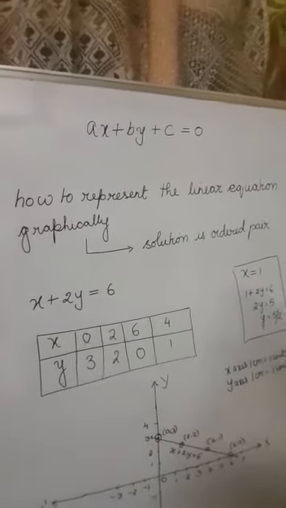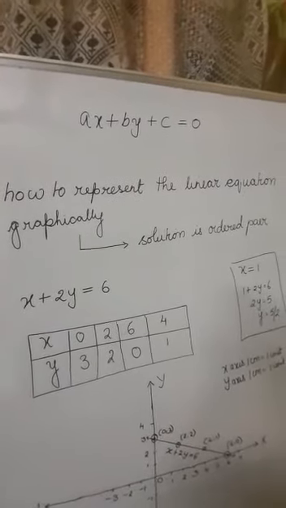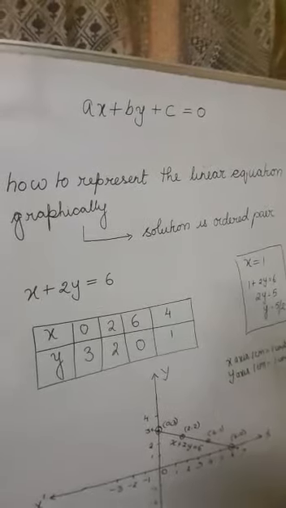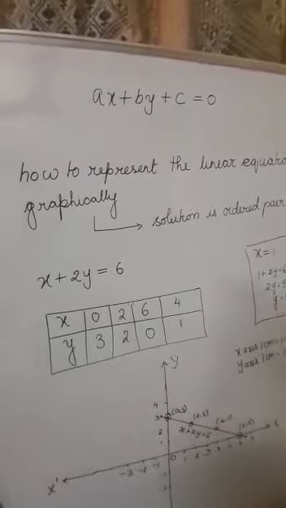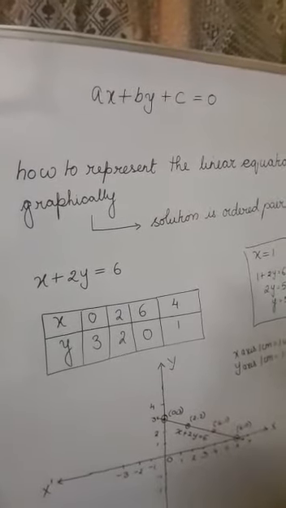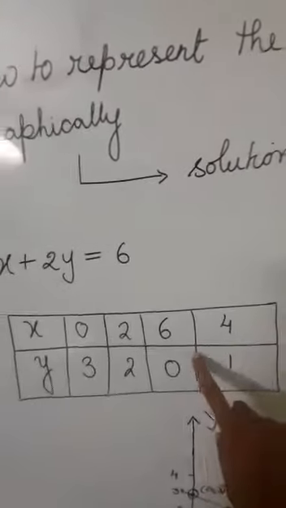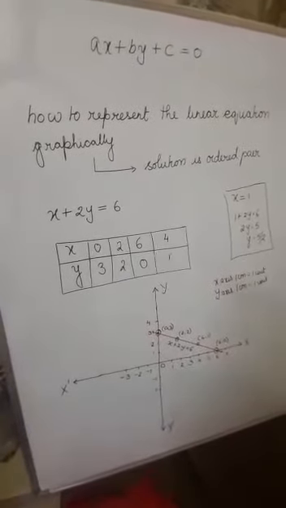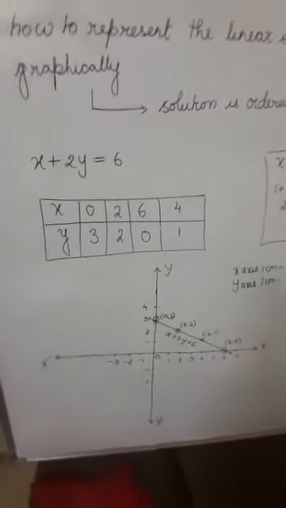Graphically means first, with the assumption method, we will find the solutions. The solutions are ordered pairs. Then we are going to mark these solutions in the graph sheet. So when the question is to represent the equation graphically, you have to do all the workout on the rear side of the graph, and then in the graph you have to mark the points, join the points and see what type of line you get.